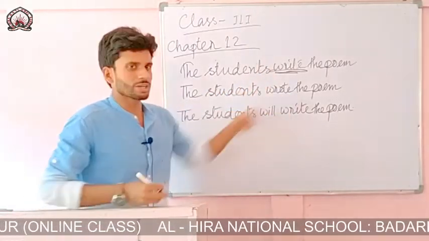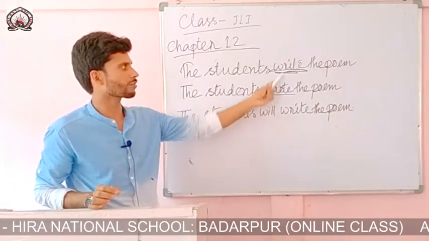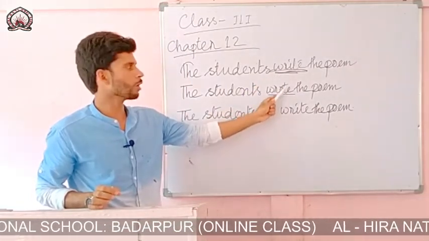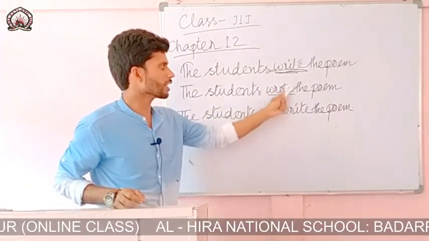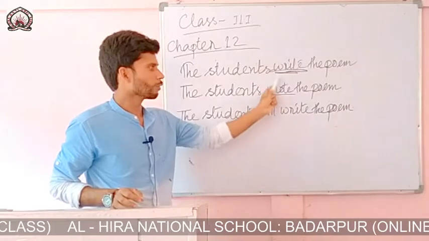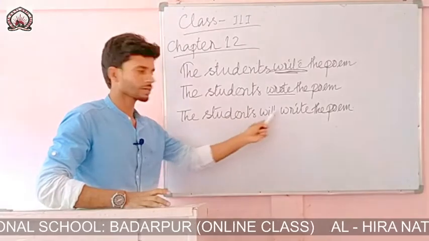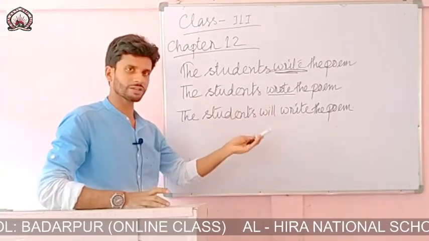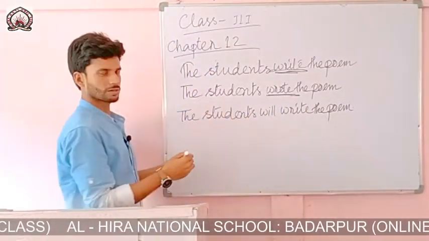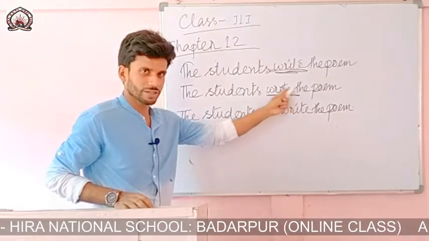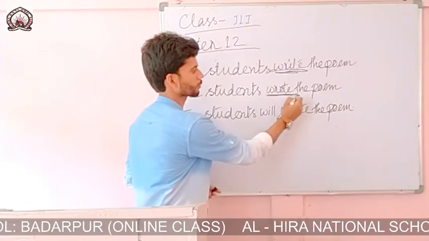The students wrote the poem. Here, looking at this one, wrote. It is the V2. It is the past form of write. Wrote is the past form, or past tense, of write. So students wrote the poem. Looking at this one, we are getting the meaning. We are understanding whether the action took place in present tense, past tense, or future tense. Looking at this one, we can understand this. So this sentence is a sentence of past tense, and we have come to know this looking at this one.